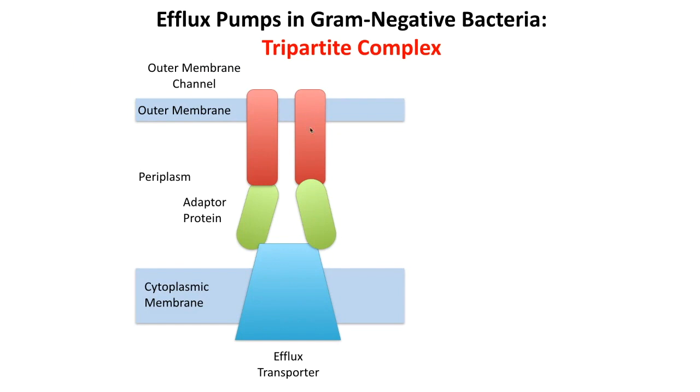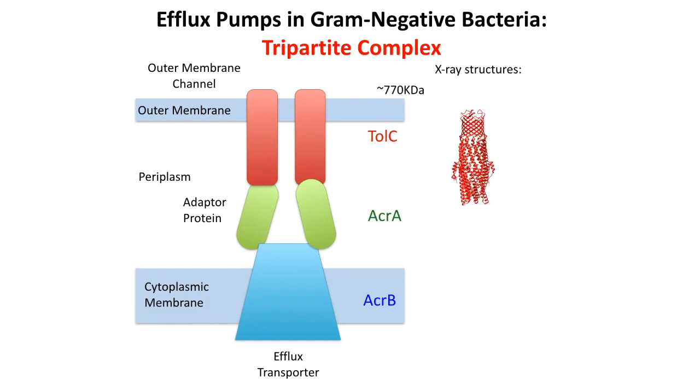There are 3 molecular components. One of them sits in the inner membrane, one sits in the outer membrane, and the other one spans the periplasm and then sort of connects the two together. The particular complex we're going to be talking about today is a TolC complex, and it forms a complex like this.